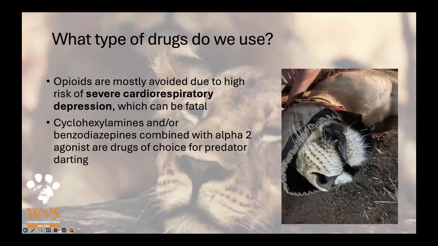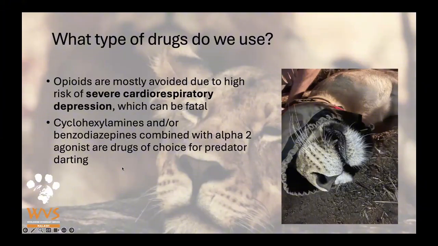So once we look at the drugs that we are using to immobilize lions, it's important to know we are avoiding opioids because there is a high risk of severe cardiorespiratory depression. When I say that we're mostly avoiding it, we do use butorphanol in some of the combinations, but we are not anymore using etorphine, any of these really potent opioids for lions, because they are very sensitive.